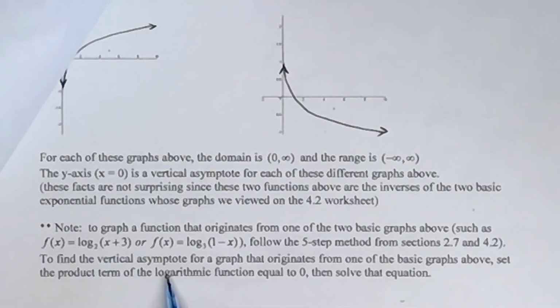To find the vertical asymptote, this time, unlike the 4.2 graphs where we had the variable in the exponent, it's going to be vertical. Horizontal in 4.2, vertical when you have a log graph here in 4.3. So how do you find that vertical asymptote?